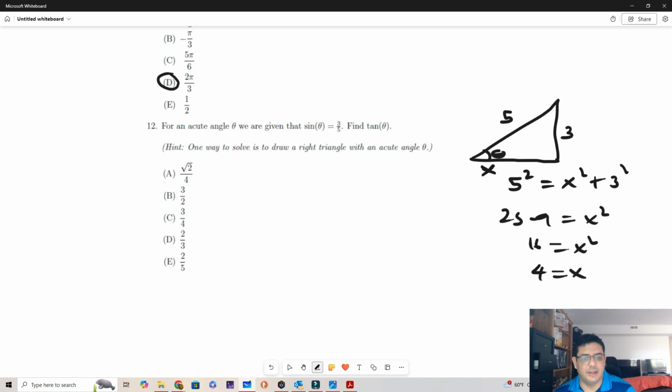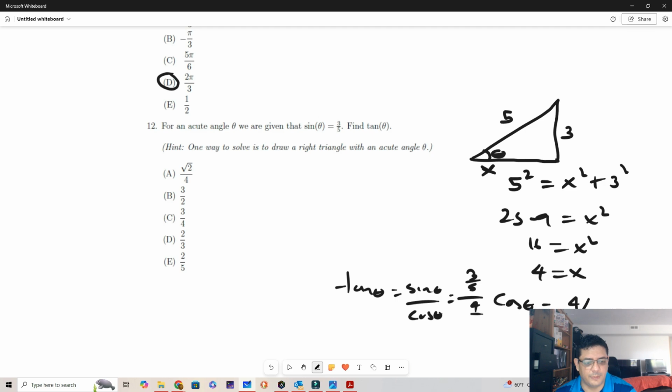So now that means that the cosine of theta is going to be 4 over 5, adjacent over hypotenuse. And so the tangent of theta, which is sine over cosine, is just going to be 3 over 5 over 4 over 5. So it's going to be 3 over 4, which is answer C.